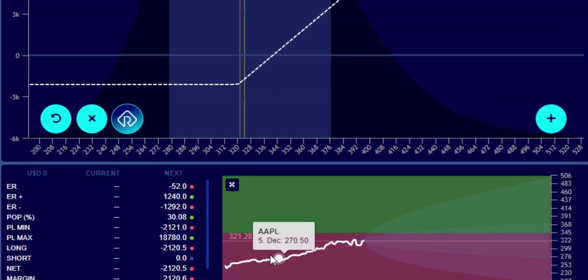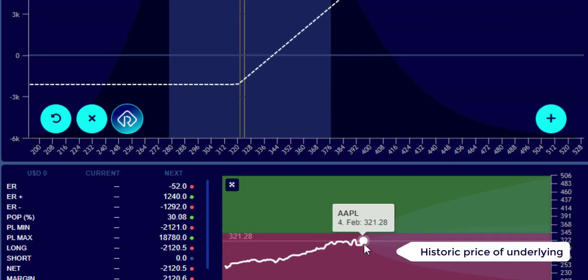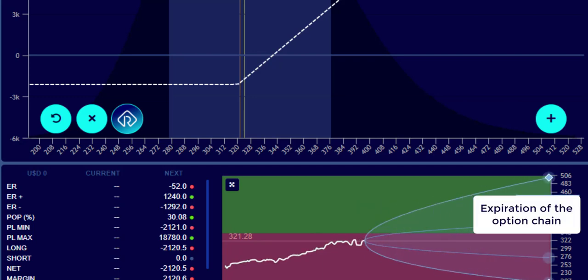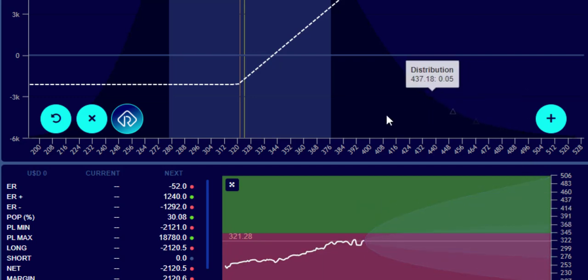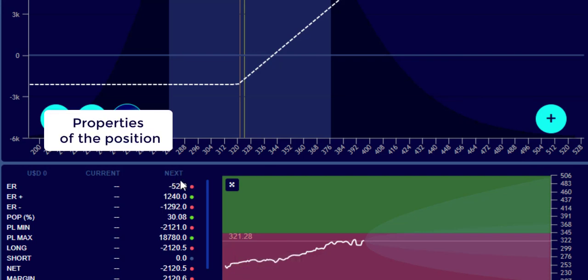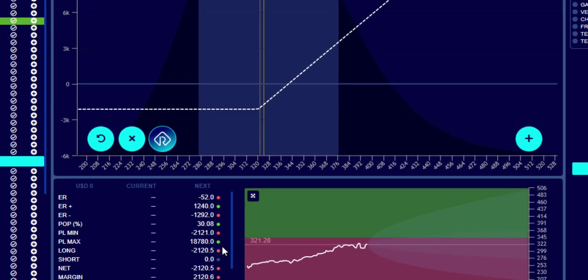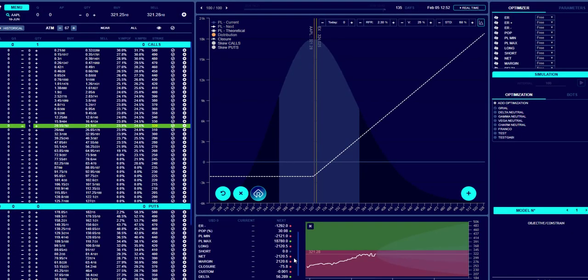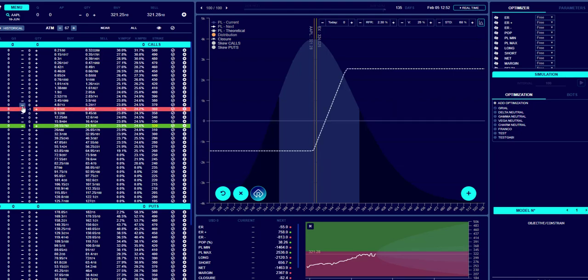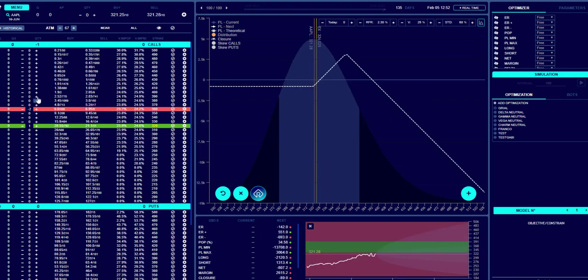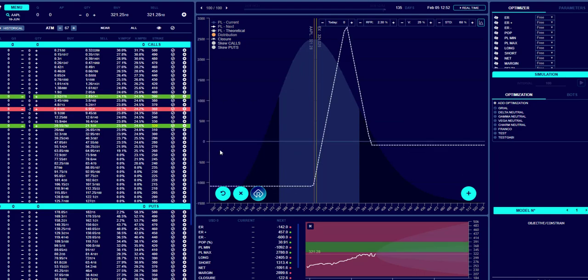In the graph below we can see the historical price of the underlying and how much time is left for the expiration of the chain of options. In the middle table we will see the properties of the strategy, expected value, maximum loss, net, Greek letters, etc. Visually we see in which zone of the underlying price we would win, in addition to the strategy properties.